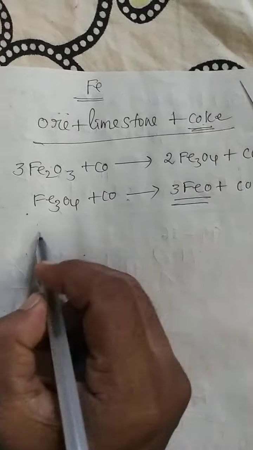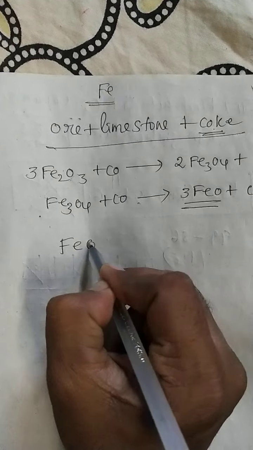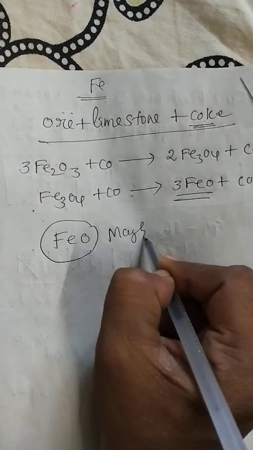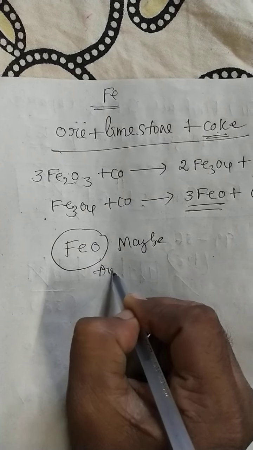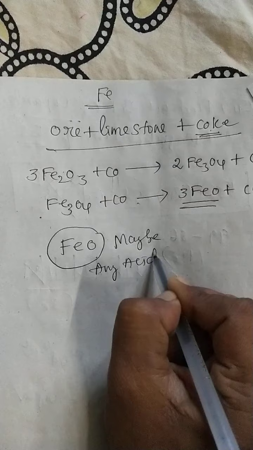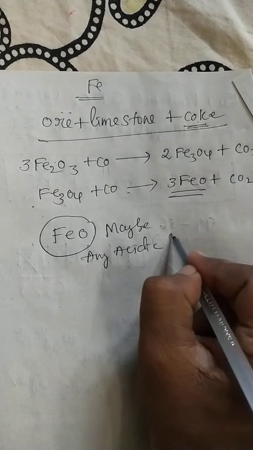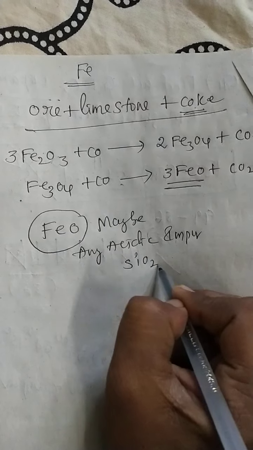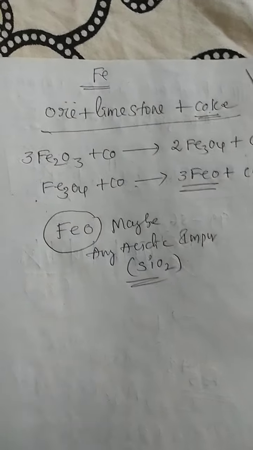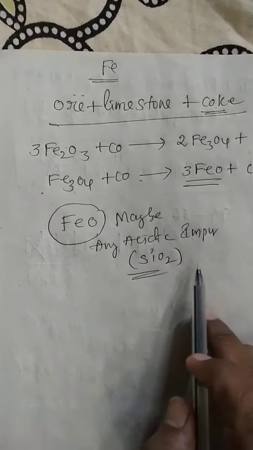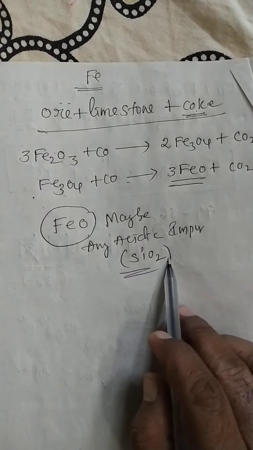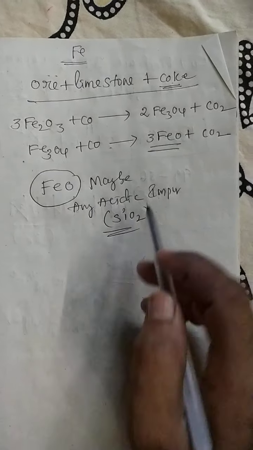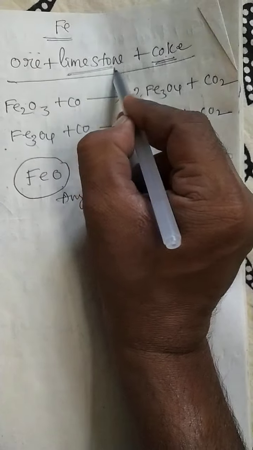See here in this FeO, listen carefully, there may be acidic impurities, definitely present here. So what kind of acidic impurities? Silicon dioxide type of acidic impurities are there. So now how to remove these acidic impurities? Here SiO2 is there. How to remove acidic impurities? By using the limestone.